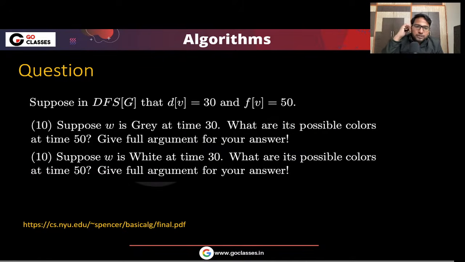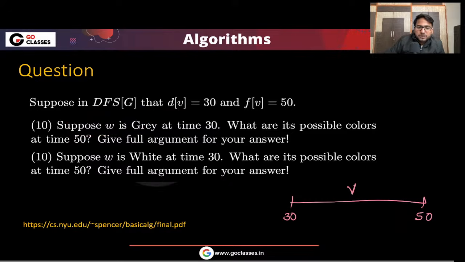Now let's solve this question. What they're saying is, suppose the DFS of G is such that the discovery time of some node and the finish time of that node are given, which are 30 and 50. Which means at 30 it is starting, at 50 it is ending. This is V. Now what they're saying is, suppose W is gray.